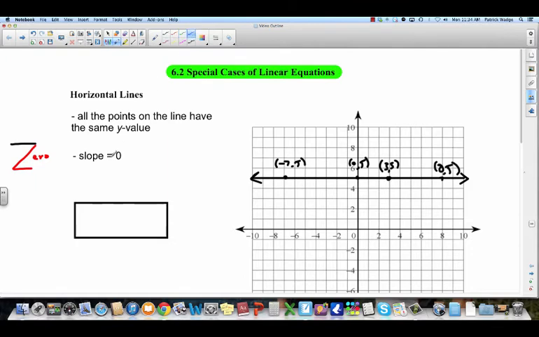Now, let's just use that for a second. Remember y equals mx plus b, that slope-intercept form? If it has a slope of 0, where does the 0 go? It goes into the m, because that's the slope. So you have y equals 0x plus b. And 0x means it's not even there, so the equation just becomes y equals b. And this is the form of equation for all horizontal lines.